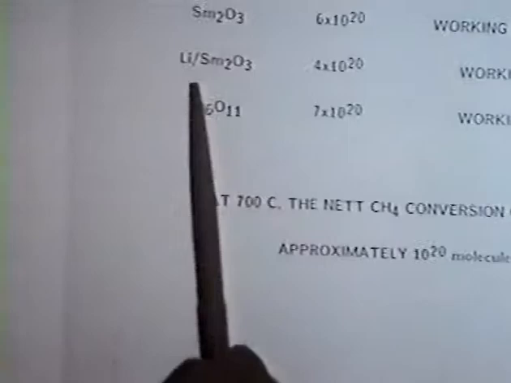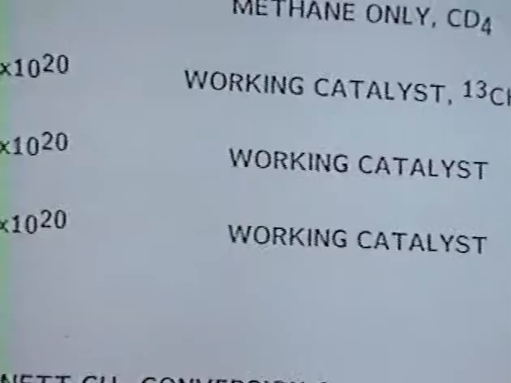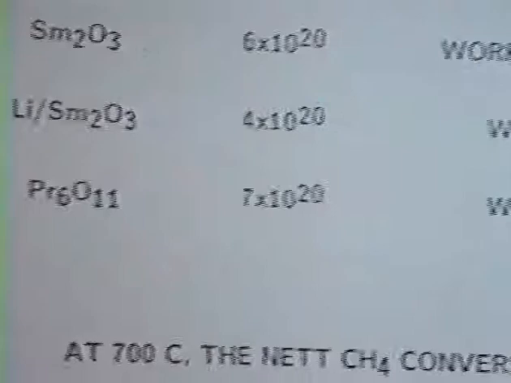If we dope our samarium oxide catalyst with lithium, again, we get about 4 times 10 to the 20th molecules of methane absorbed. And finally, on praseodymium, which is basically a strong oxidizing catalyst, again, we see the same sort of answer. Now, to us, it was quite extraordinary that an inert molecule like methane should be absorbed on an inert oxide at such high temperatures. And we, in fact, published our work with considerable trepidation.